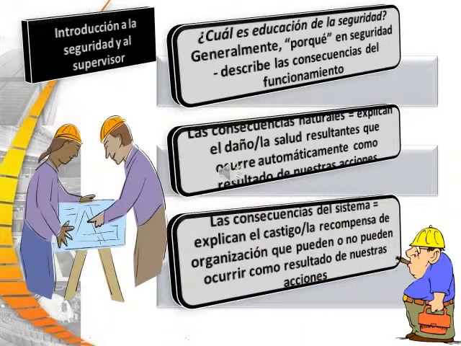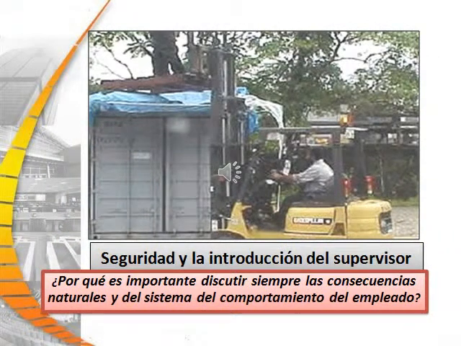What is safety education? Generally, the why in safety describes the consequences of performance. Natural consequences explain the resulting hurt or health that occurs automatically as a result of our actions. System consequences are the organization's punishment or reward that may or may not occur as a result of our actions. Why is it important to always discuss the natural and system consequences of employee behavior?